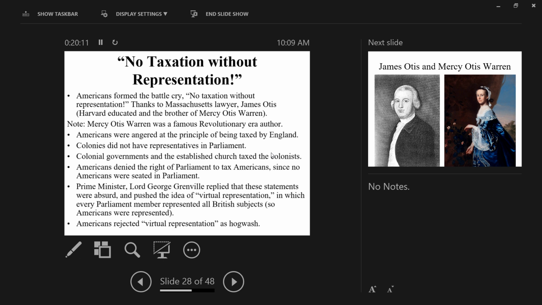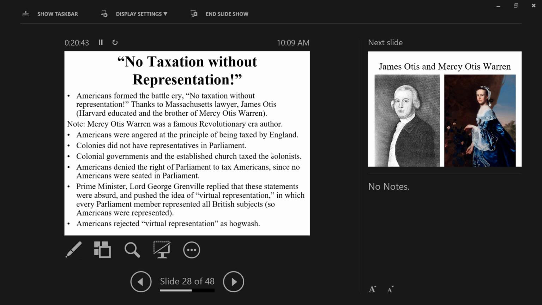He was a Harvard-educated lawyer. He was also the brother of Mercy Otis Warren. I don't know if you're familiar with her. She was a very famous author during the American Revolution. She's considered a founding mother. Mercy Otis Warren, we'll talk a bit about her when we get into lesson 6, because I've got a little piece that I like to share about our founding mothers. They kind of get forgotten about during the Revolution, and I like to give them some love.